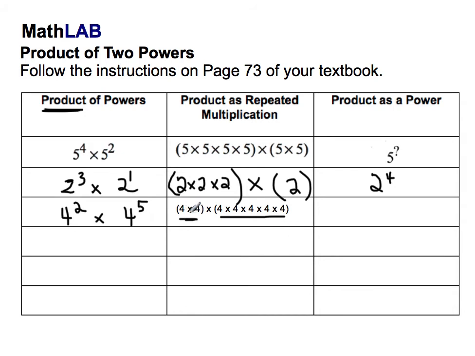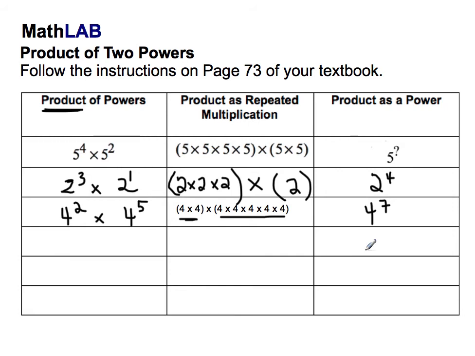So now if I am multiplying these two powers together, how many am I multiplying, or can I write this as a power? Well, 1, 2, 3, 4, 5, 6, 7. So now I have 4 to the power of 7. So I just wrote 2 powers as 1 power. Let's see if it works again.